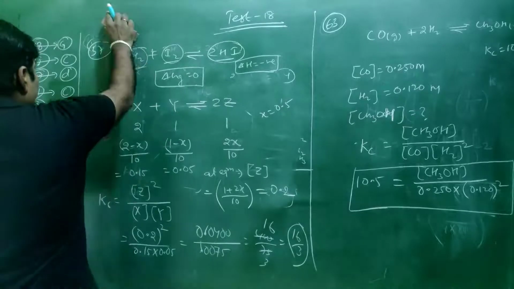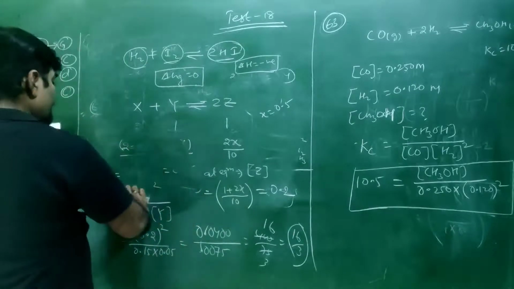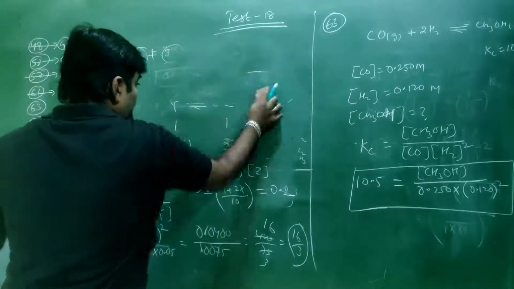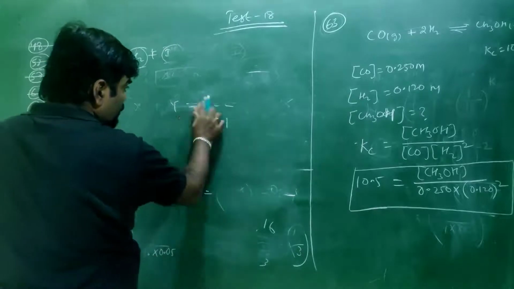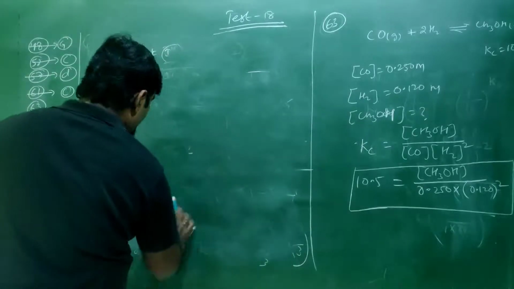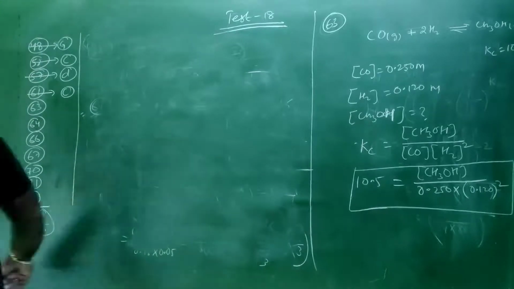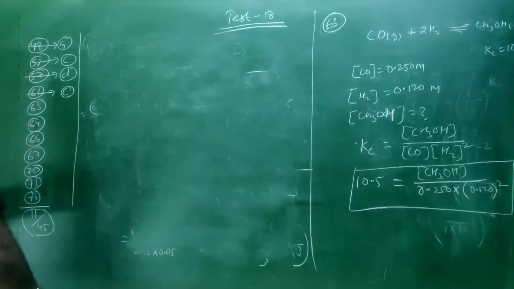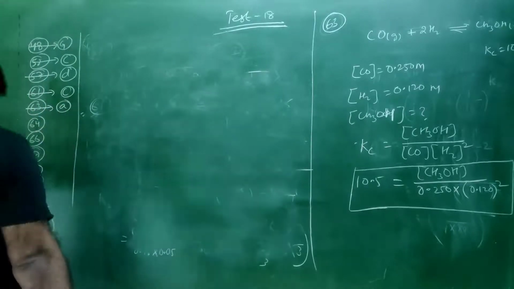And their answer is given as A for question 63. If you get the value A, that's all right. Calculate the values and get the answer. Simple. So 63 answer is A.